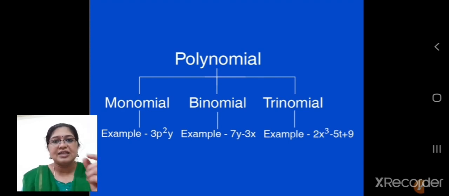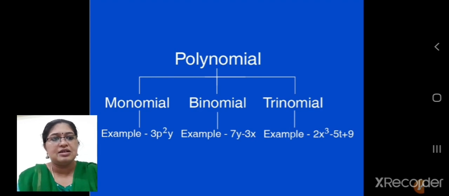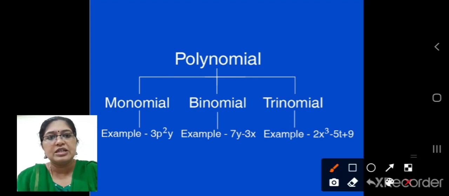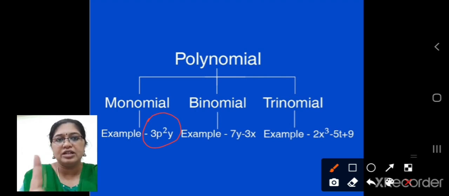But when separate, one term is a monomial, 2 terms is a binomial, 3 terms is a trinomial. Let us see examples here. See here, no addition or subtraction sign is there, only 3p square y. So it is one term. We call it a monomial.